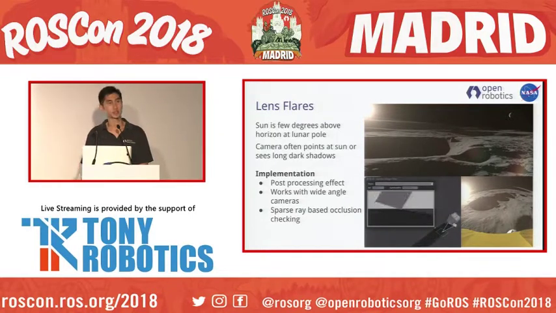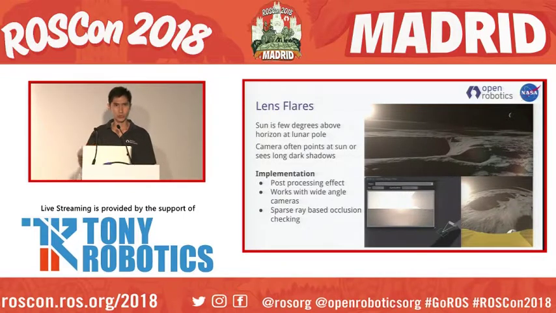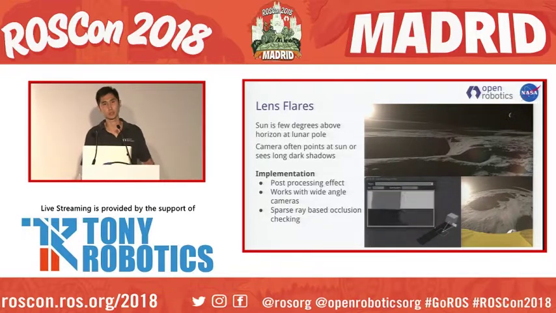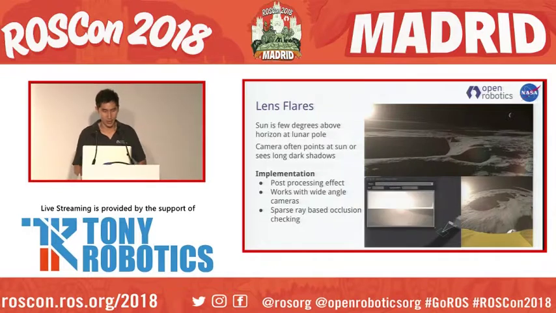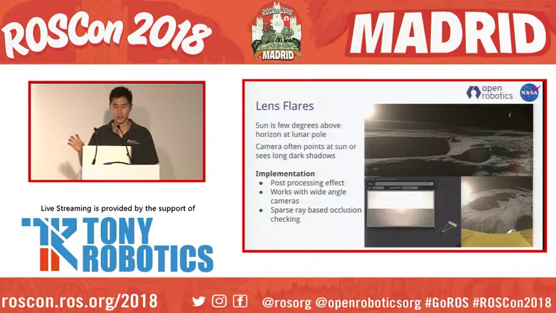It's basically a sensor plugin that you can attach to any of the cameras. We'll look for the first directional light in the world, and we'll put the effect there. So it's just a post-processing effect like the ones you see in games. It's not physically based. What that means is basically you have an image, and then you just overlay the effect on top of it. But it works with wide-angle cameras too. They're using wide-angle cameras for the hazard cameras, so you see on the bottom right there.